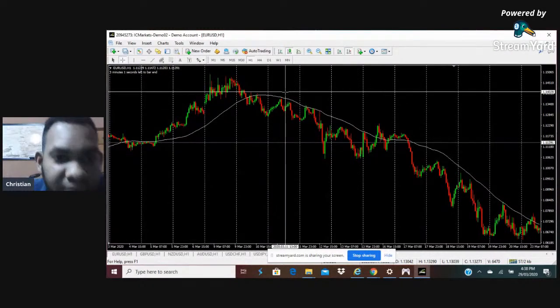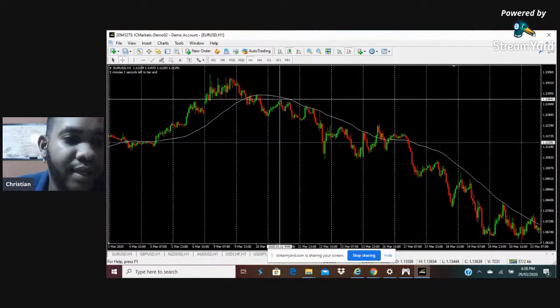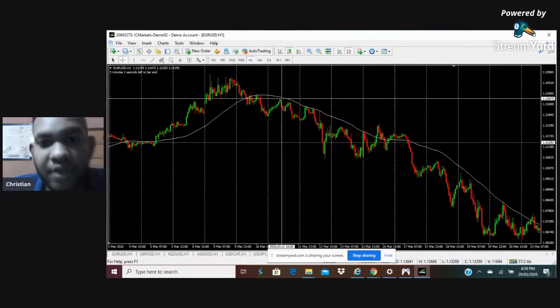Above the 50 moving average. So from the candle, from my entry, I would have put a 50 pip stop loss or 100 pip stop loss, right? It doesn't matter, because sometimes you need to give the trade room to breathe.